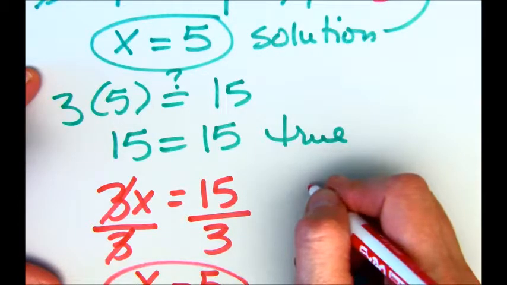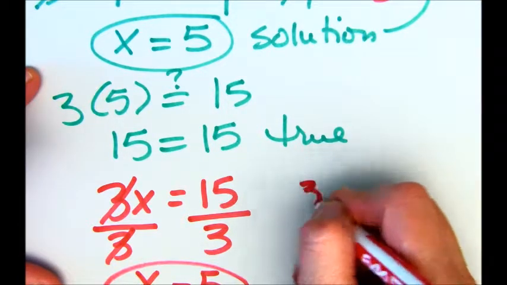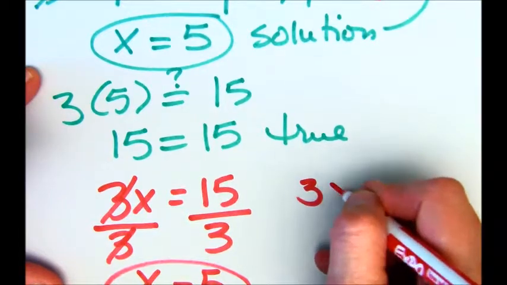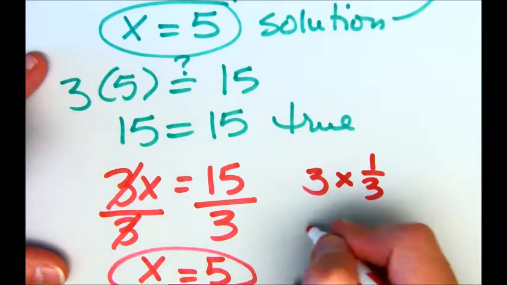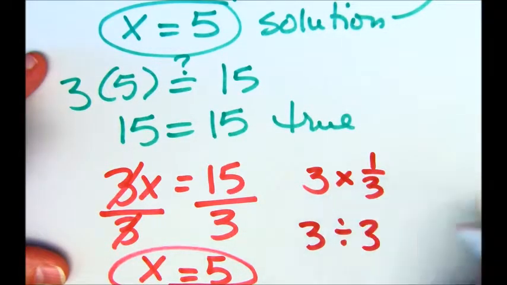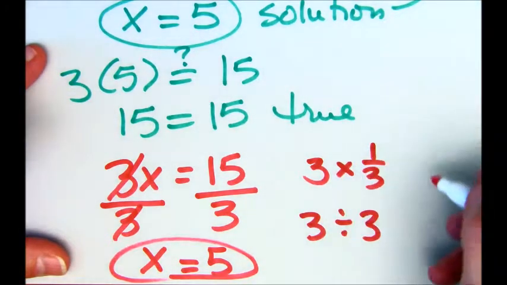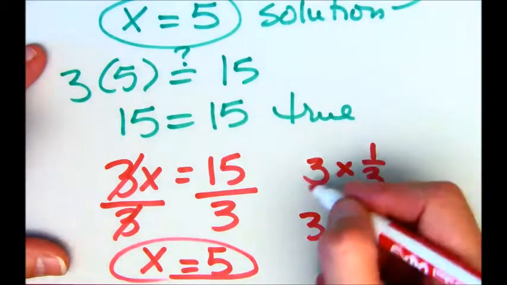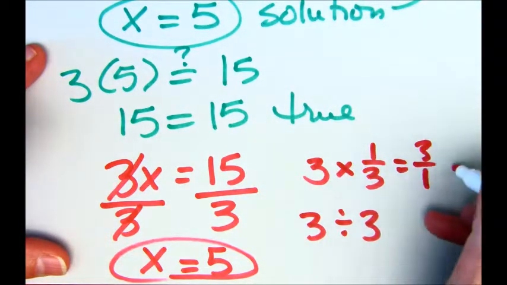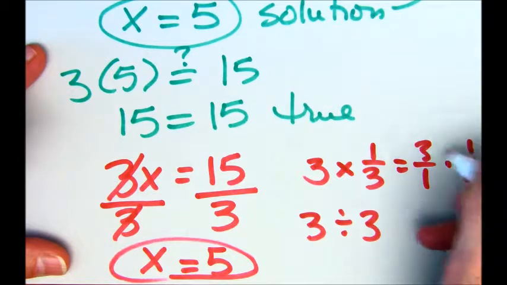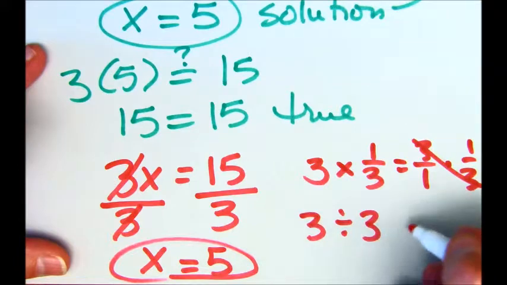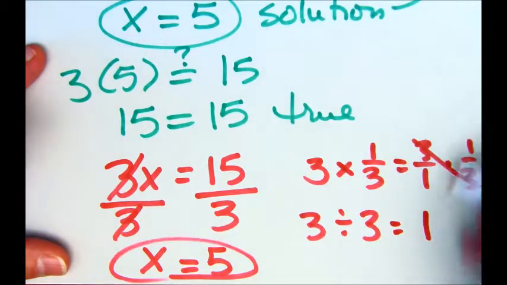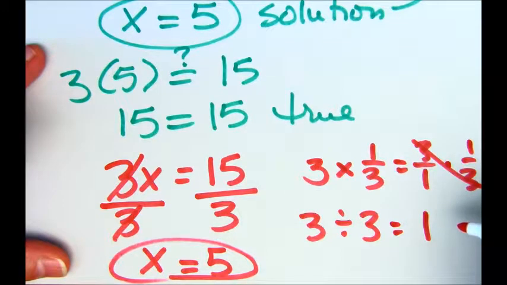Just note that when you're multiplying, so when you have 3 times 1/3, that's really the same thing as 3 divided by 3. Okay? You're going to get the same answer, because this becomes 3 over 1 times 1/3. These cancel. You're just going to get 1. And if you divide 3 by 3, you're going to get 1. So it's just different ways of writing it out, but you're going to get the same answer.